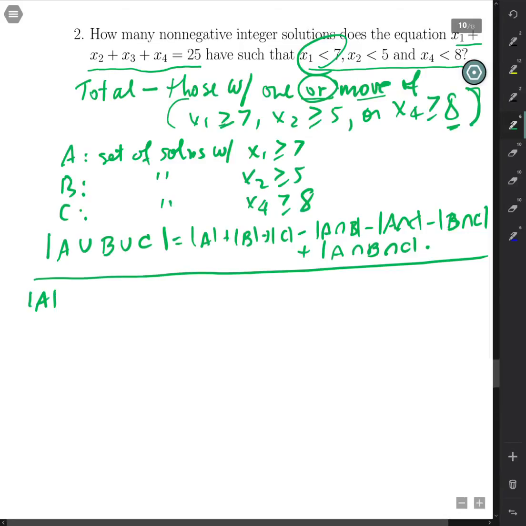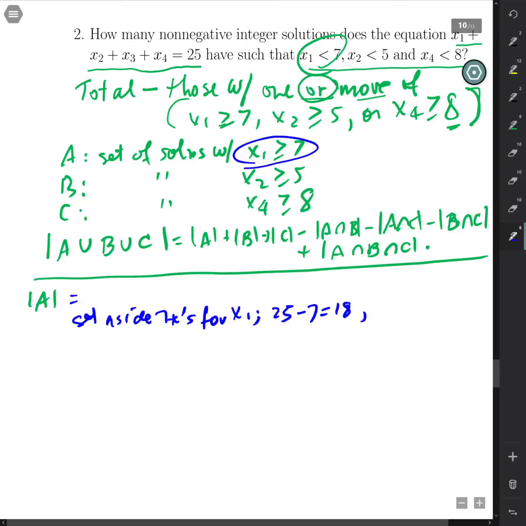So the number of things in A, the number of solutions with x1 greater than or equal to 7, dedicates 7 stars. So we'll set aside 7 stars for x1. And so that means we'll have 25 stars minus 7 is equal to 18 stars. And how many bars do we have? 4 categories, so we need 3 bars. 4 minus 1 bars and 18 stars. So this is 18 plus 4 minus 1, choose 4 minus 1, or 21, choose 3.